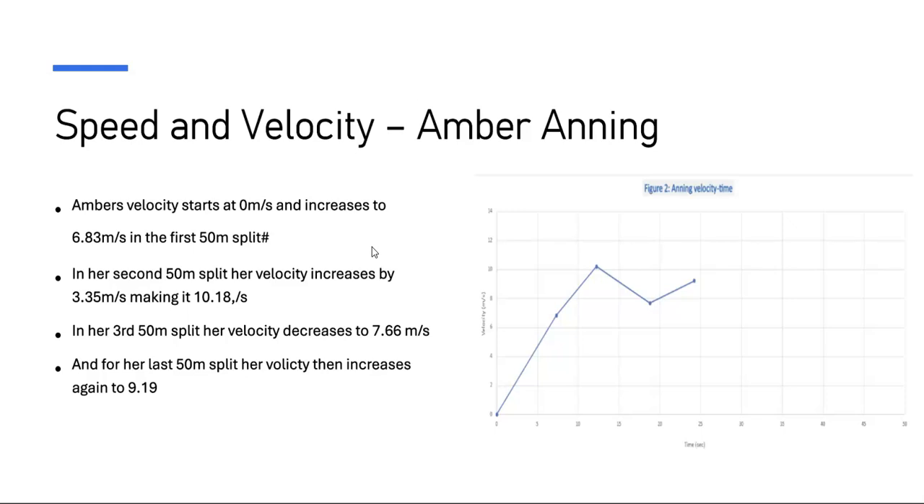In her third 50-meter split, her velocity decreases to 7.66 meters per second. This shows she has fatigued a lot and might not be trying as hard anymore because of it. And for her last 50-meter split, her velocity then increases again to 9.19 meters per second. This shows that she must have sped up because she realized it was the last 50 meters and wanted to get as fast a time as possible. So she put as much effort as she could in for the last bit.